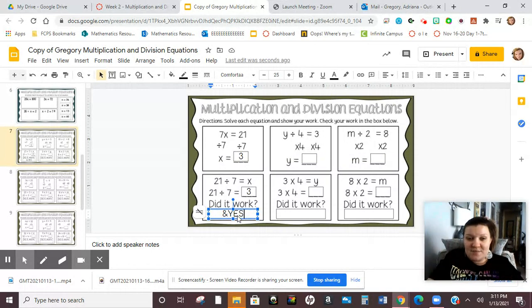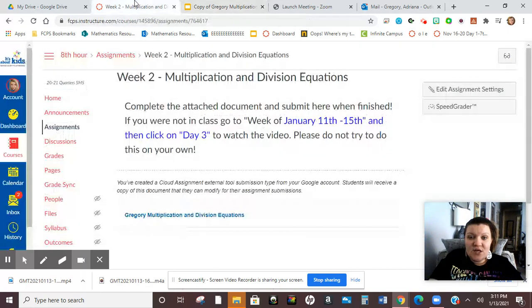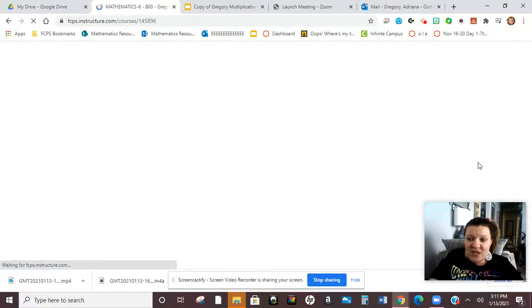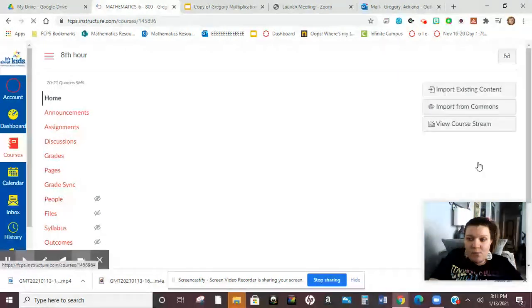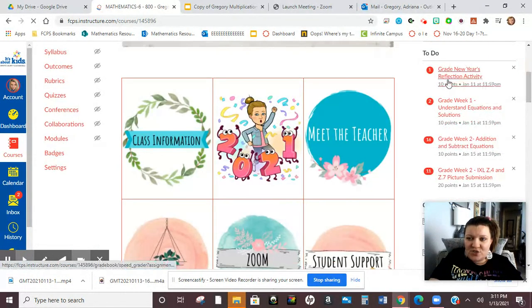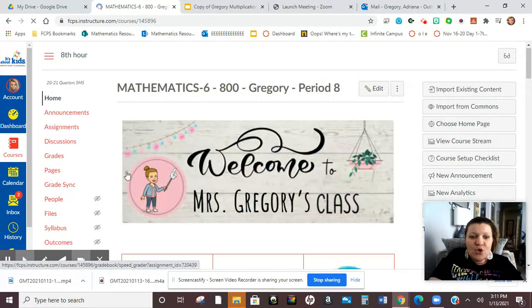So your job today is to fill in your slides and submit when you are finished filling in all of your slides. Don't forget to go back and submit. And remember, when you're on your home screen, you can check your to-do list over on the right-hand side to make sure that you've turned everything in. So you can check over here on your to-do list and just see, do you have anything left to turn in? You can also go to your grades.